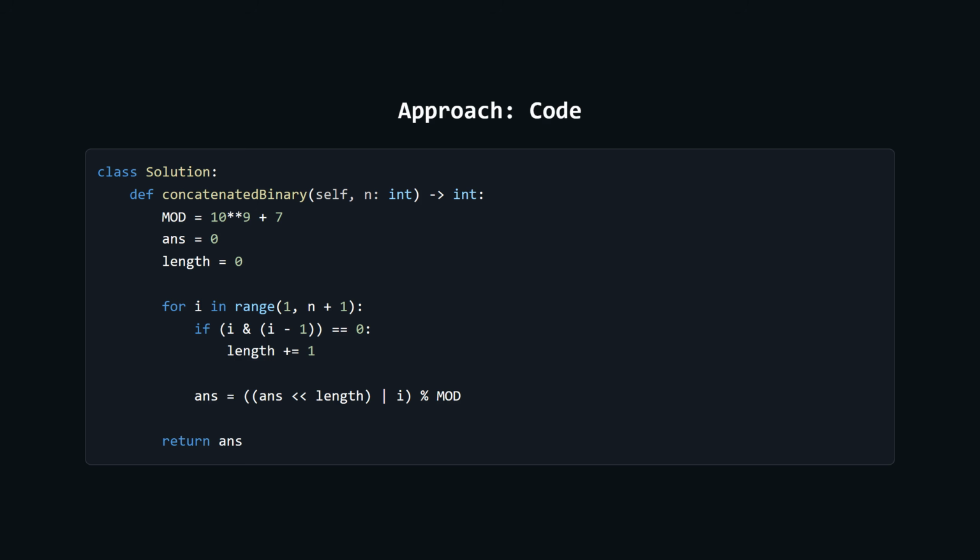It's surprisingly short, right? We set up our modulo constant, our answer variable, and our length tracker. Then we start our loop. Inside the loop, we have a tiny bit of logic to update the length, and then our core mathematical formula to update the answer. Let's break down those 2 lines inside the loop, because that's where the magic happens.